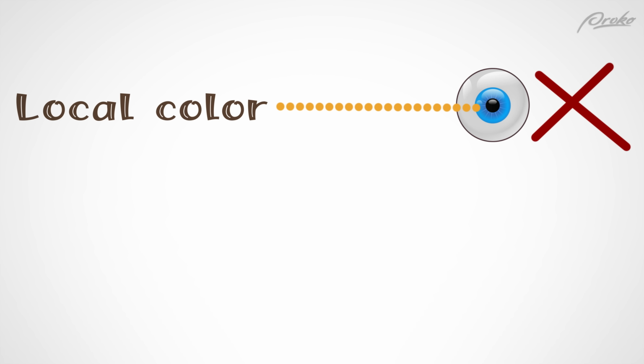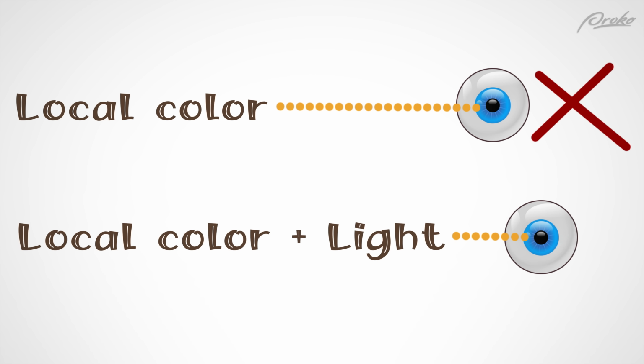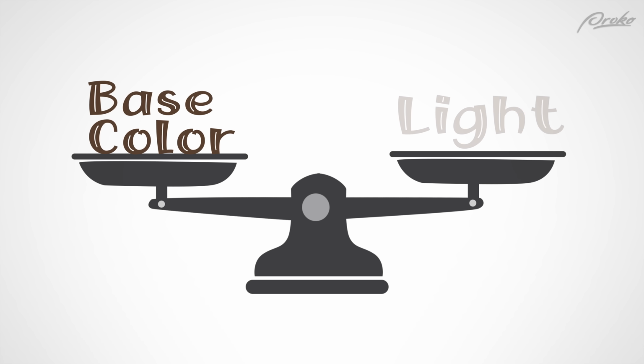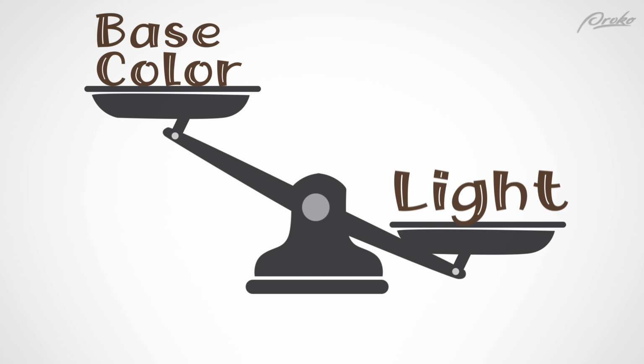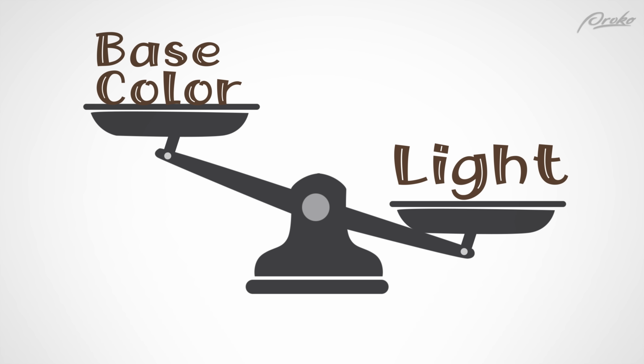Whether it's an egg or a human head or anything else, what we see is always a combination of the local color plus the light. But it's not an equal balance of the two. Light weighs more than local color or base color, those two terms mean the same thing, and light nearly always accounts for most of the color that ends up hitting our eyes.